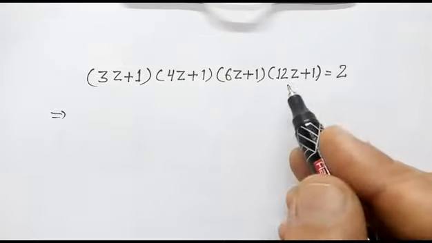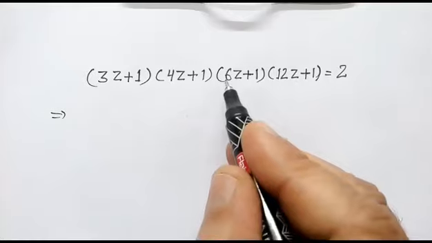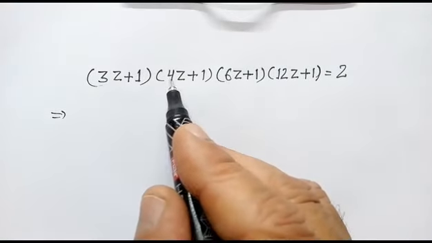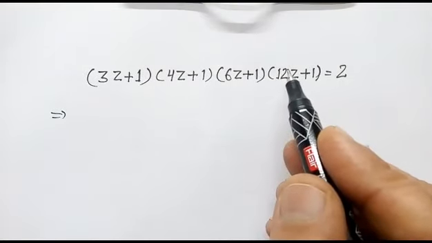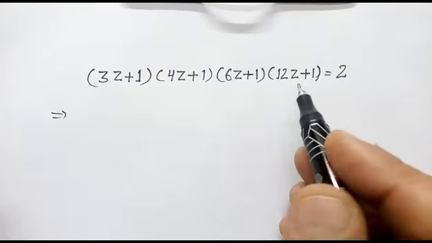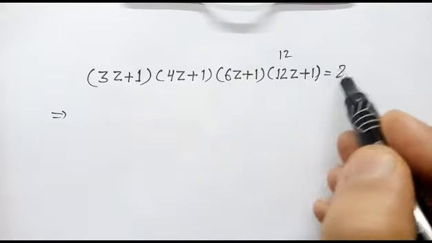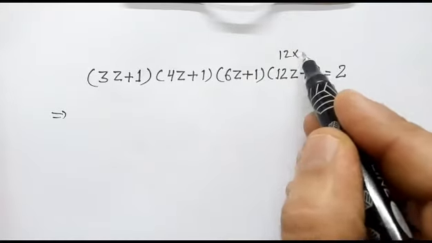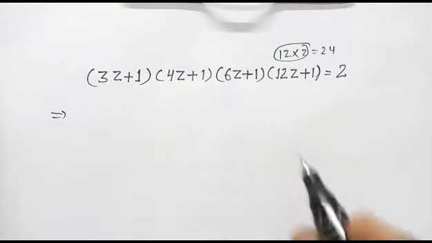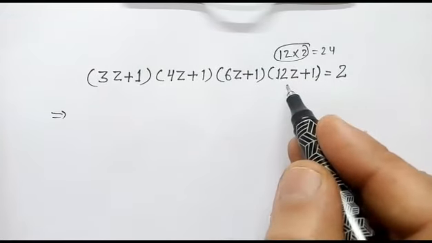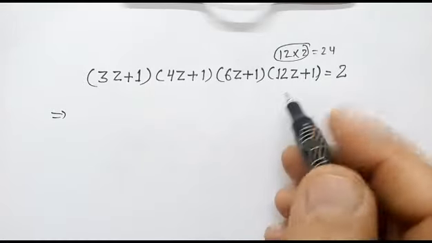So first, 12 is the coefficient of z here, 6 is the coefficient of z here, 4 and here 3 is the coefficient of z. We will make the same coefficient of z, right? First, as we have 12, we will multiply this by 2, is equal to 24, right? So first we will make 24 the coefficient of z. So what will we do?